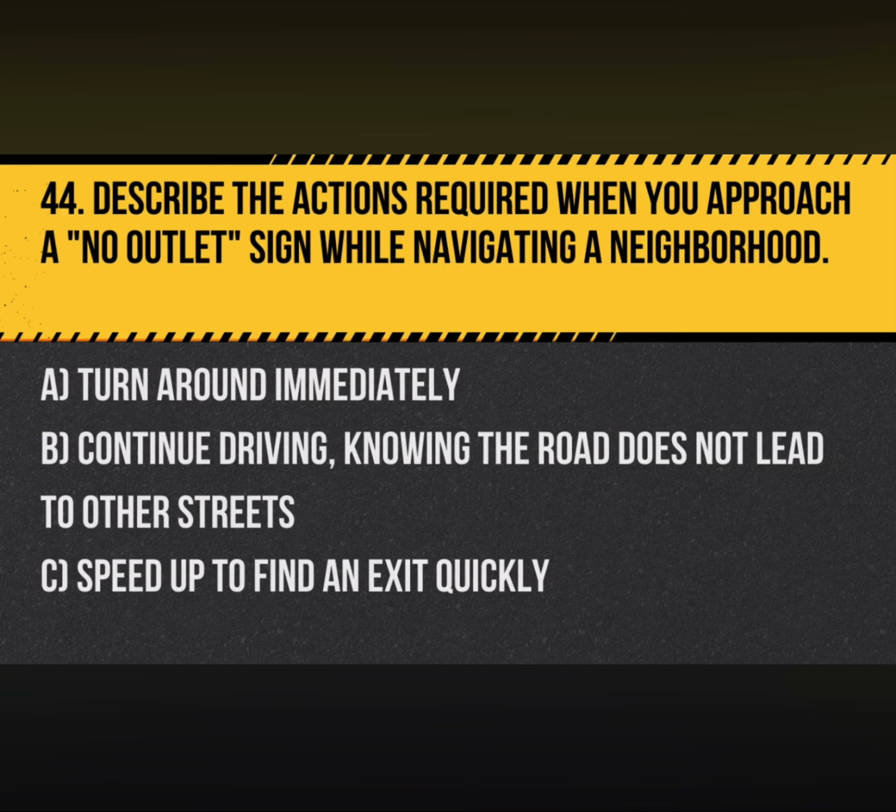Question 44. Describe the actions required when you approach a no outlet sign while navigating a neighborhood. A. Turn around immediately. B. Continue driving, knowing the road does not lead to other streets. C. Speed up to find an exit quickly.